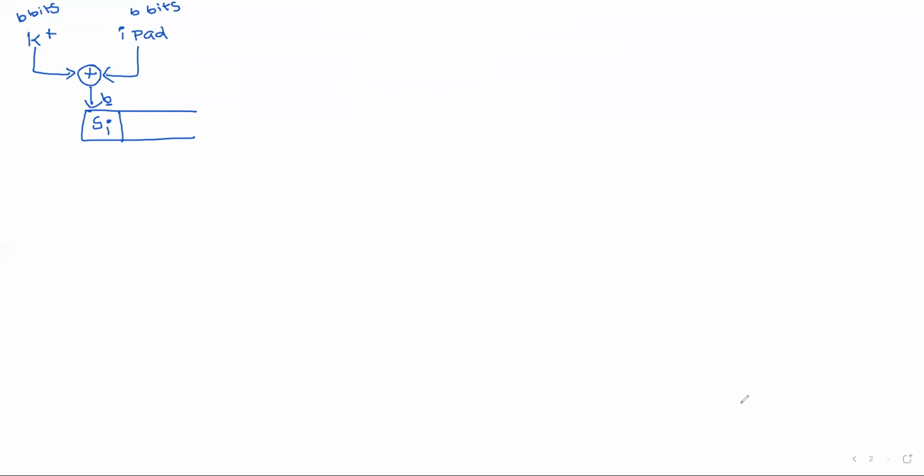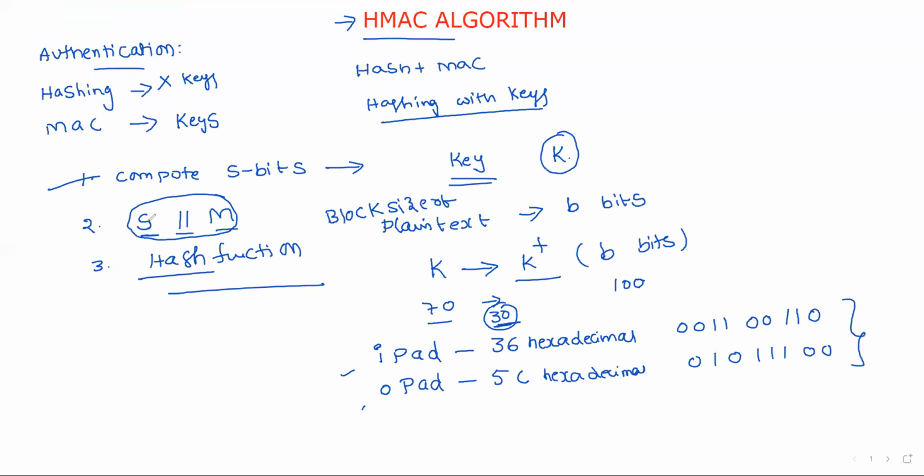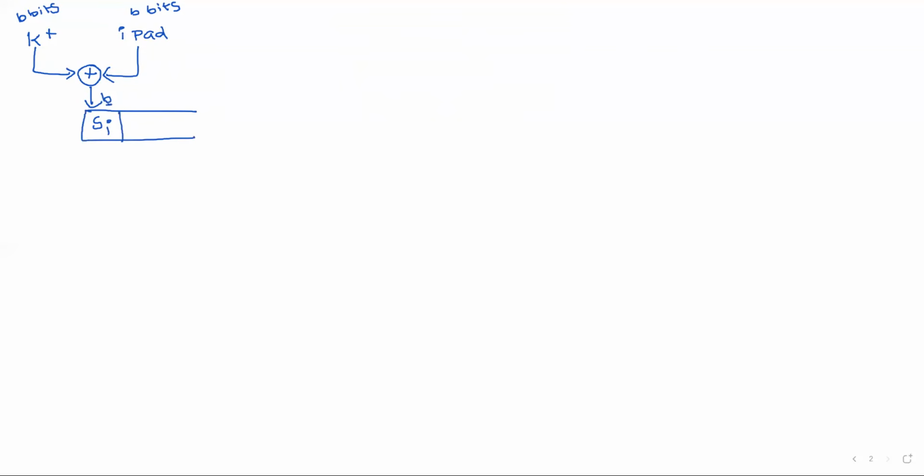What is our second step? After computation of S bits, we have to append the S to the plain text. So M is my plain text. My plain text M is divided into multiple blocks. Suppose each block is represented as Yi. So Yi is the ith block of plain text M.